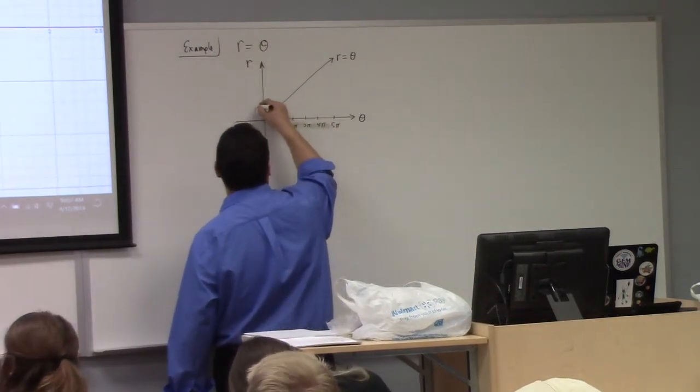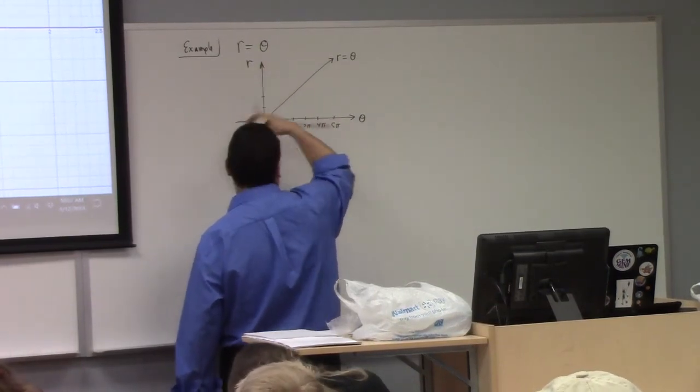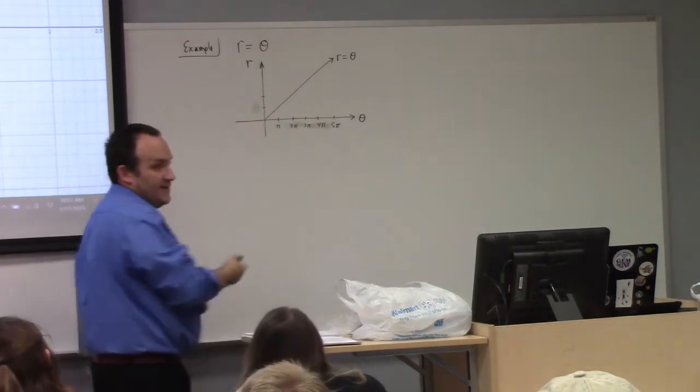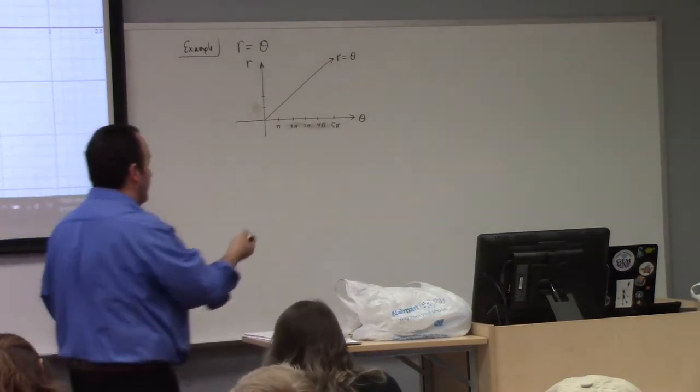So pi is about 3. That's about, well, anyway. So that's my r theta graph. It's rather boring. r equals to theta. What's the corresponding Cartesian graph look like?